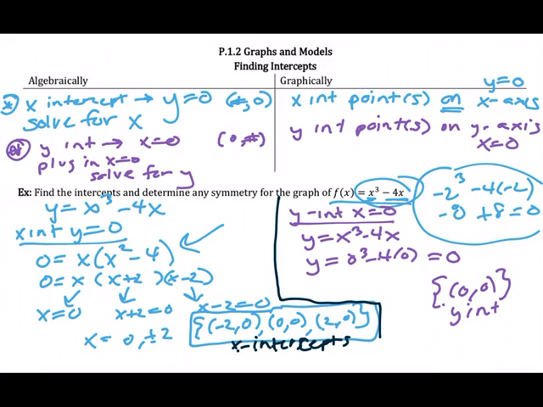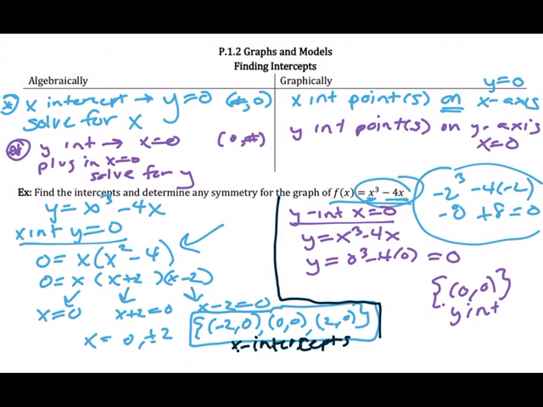And yes, that is on both lists, and that's okay because it is intersecting the origin. The point (0, 0) does intersect both the x and the y axis. So why is this helpful? I want you to think for a minute. We just found 3 points that are on a graph.